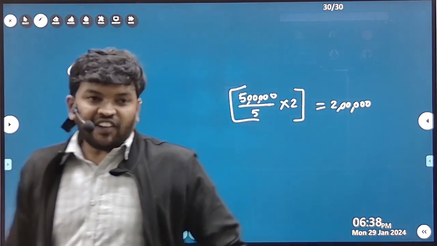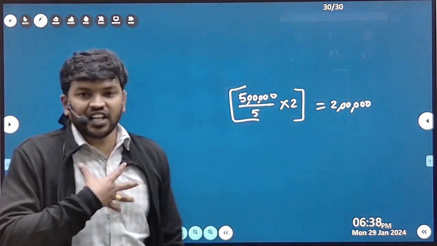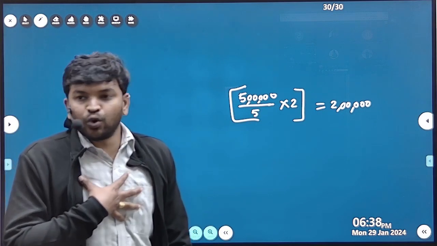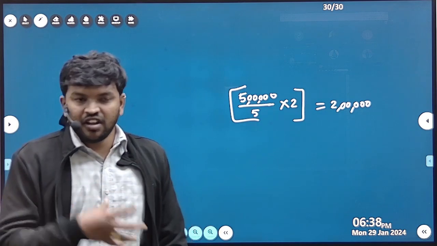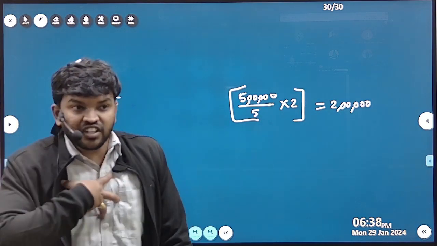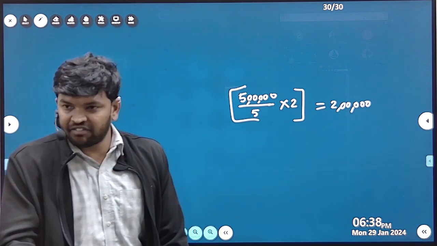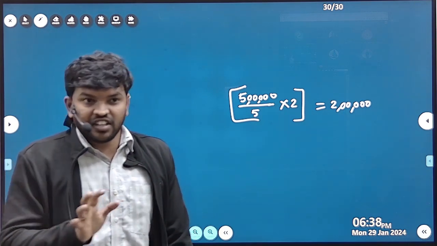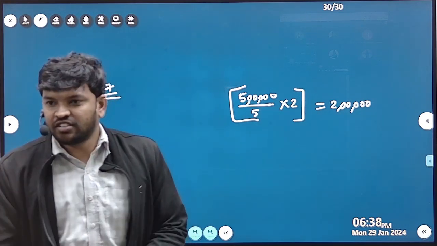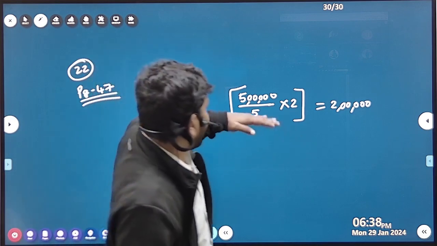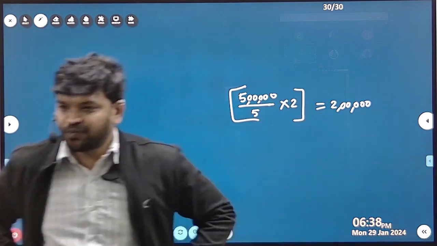Understood? Suppose out of these 5 lakh shares, I am holding 5,000 shares. For every 5 shares held by me, that is 5,000 divided by 5, into 2, they are offering 2 shares. For every 5 shares held, they are giving 2 shares. So 2 lakh is the rights issue.